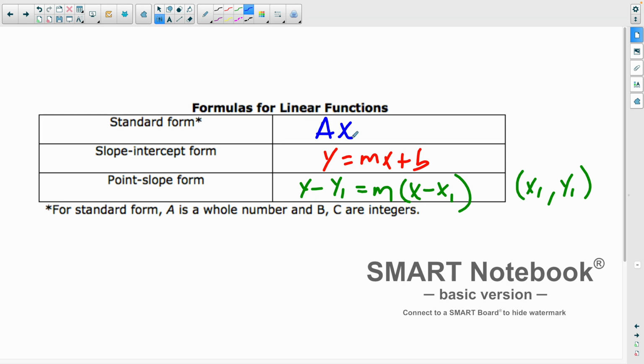AX plus BY equals C. Good. AX plus BY equals C. We kind of talked about it real quick at the beginning of the class. All right? AX plus BY equals C.